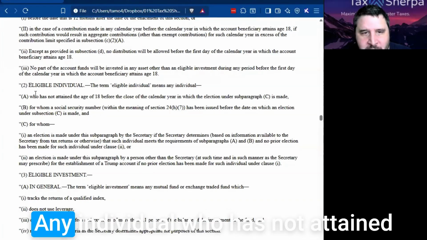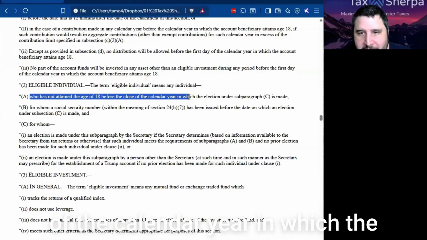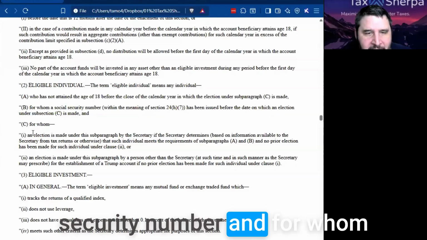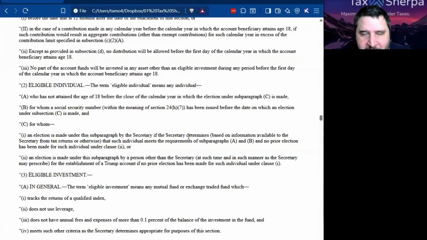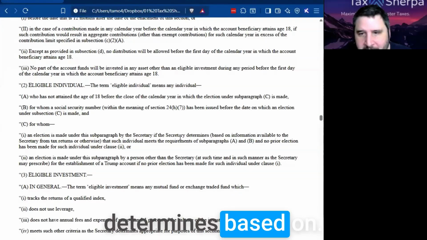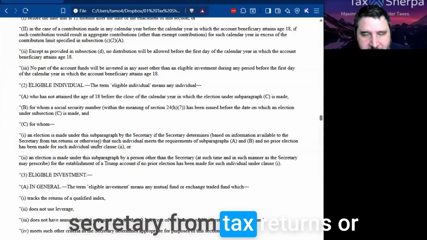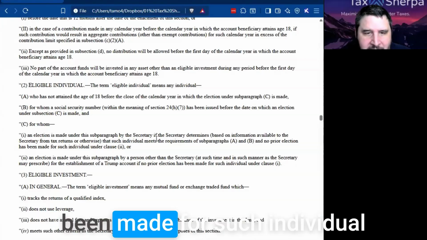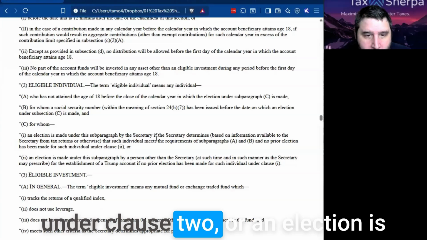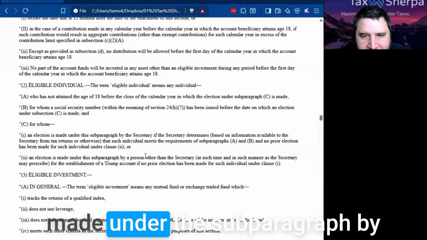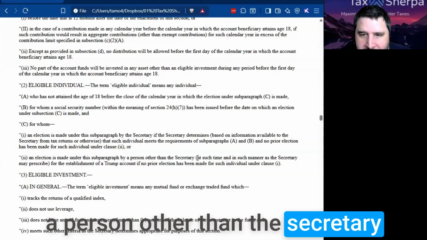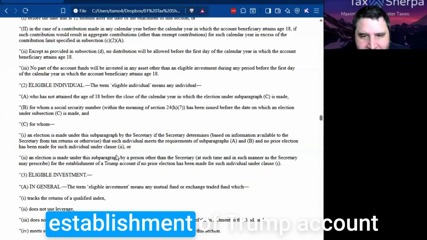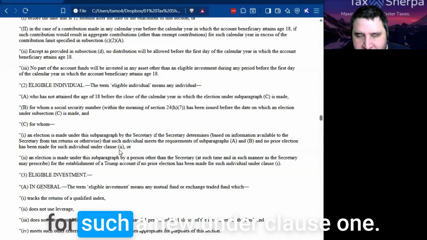Now, who is eligible? Any individual who has not attained the age of 18 before the close of the calendar year in which the election under subparagraph C is made, has got to have a Social Security number, and for whom an election is made under the subparagraph by the Secretary, if the Secretary determines, based on information available from tax returns or otherwise, that the individual meets the requirements of subparagraphs A and B and no prior election has been made for such individual under clause 2, or an election is made under the subparagraph by a person other than the Secretary at such time and in such manner as the Secretary may prescribe for the establishment of a Trump account, if no prior election has been made for such individual under clause 1.